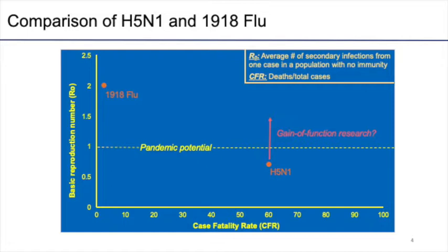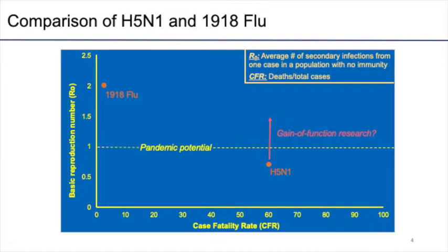On the top left corner, we have the 1918 flu, which is, of course, one of the worst public health disasters in human history, with a third of the world infected and about 50 million people ending up dying from that. It has a fairly high R0, around 2, but the case fatality rate was fairly low, at least on the scale of this graph, at about 2.5%.